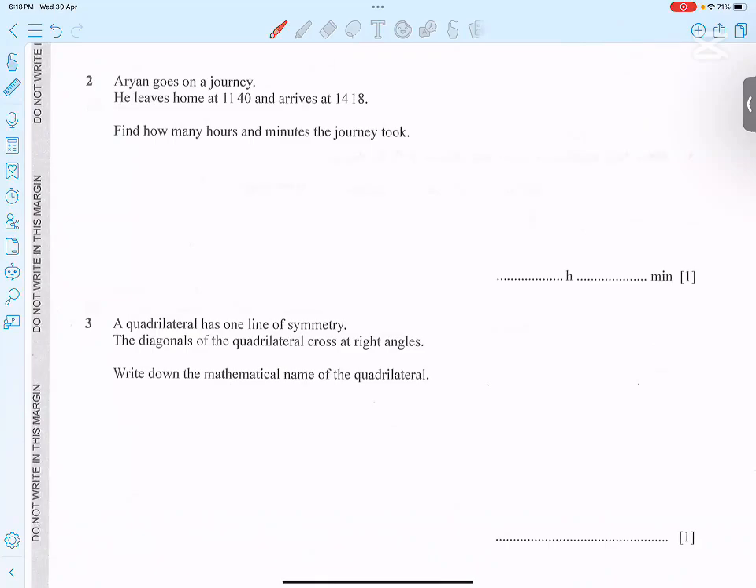A goes on a journey. He leaves home at 11:40 and arrives at this time. How many hours did the journey take? Simple: starting time is this, ending time is this. Starting time is 11:40 and ending time is 14:18. So we have to find the gap in time. Simply subtract them. We can do it two ways, manually or using a calculator.